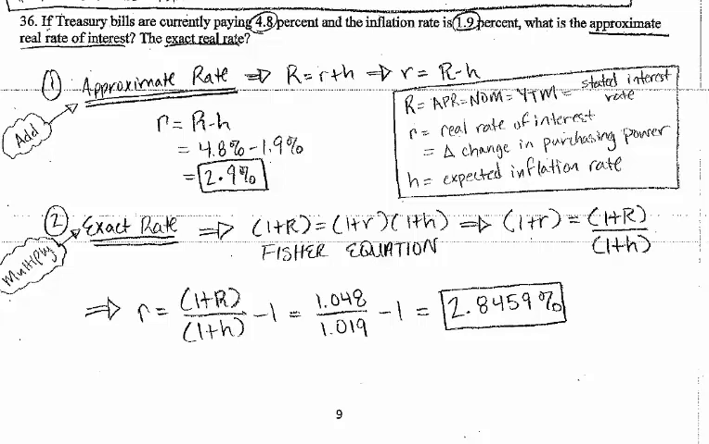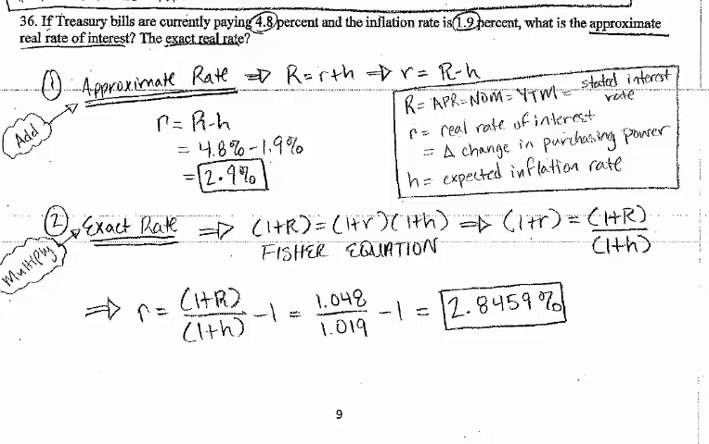The approximate rate is super easy. All you have to do in this case is take big R and subtract H. So if we know big R is 4.8%, subtract H for inflation of 1.9%, your answer should be close to 2.9%. Okay, but that's not going to give you the exact answer on the test, so I would do that second actually on the test, maybe as a check.